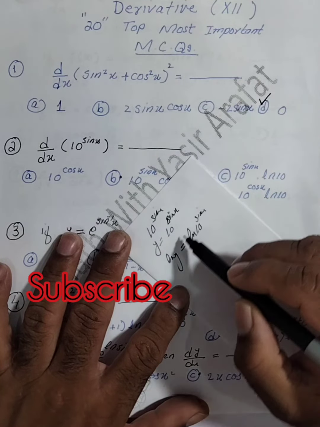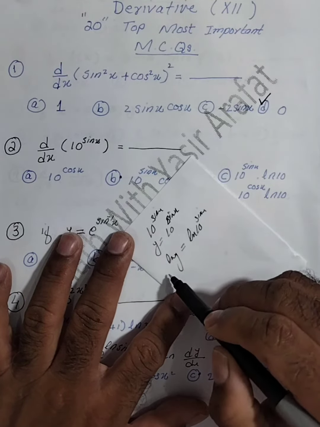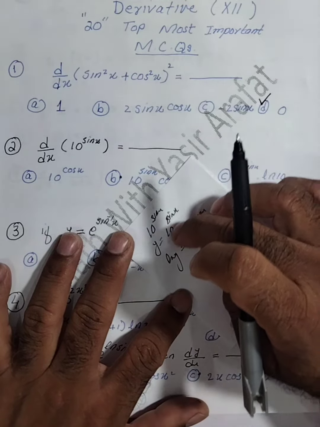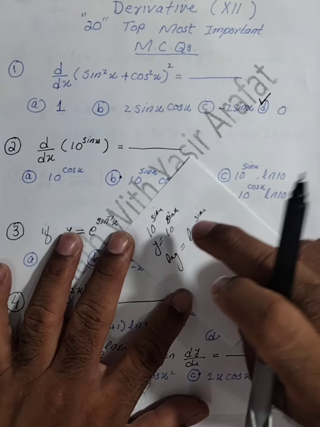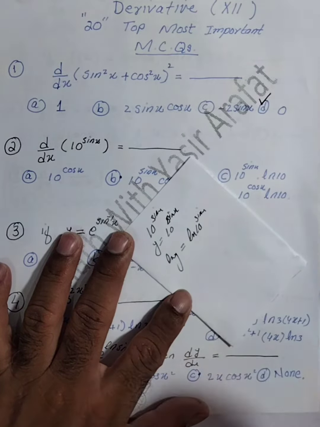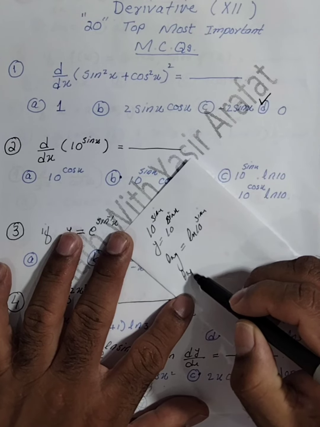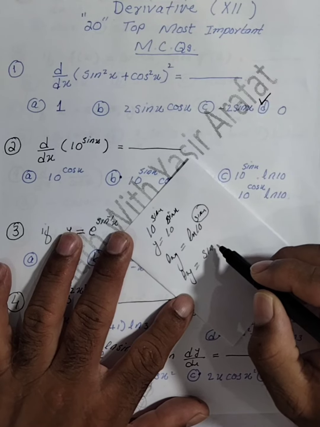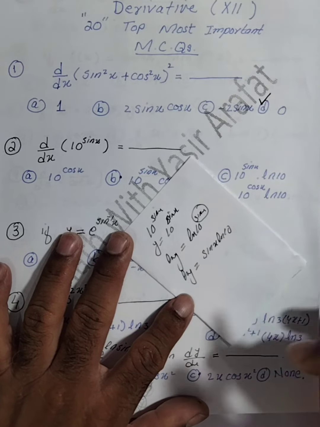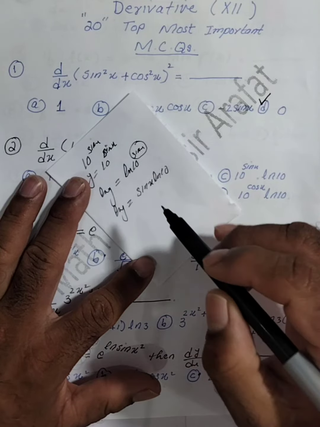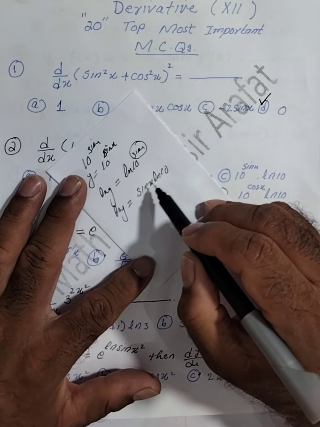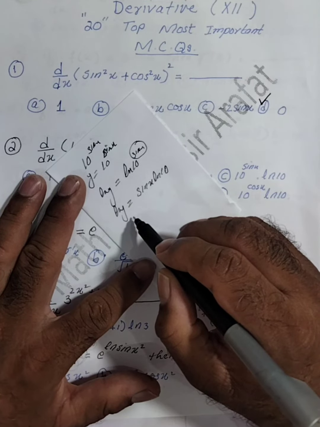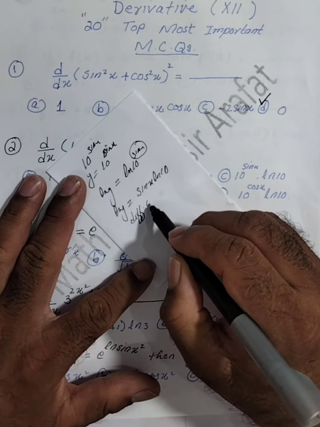This is the exponential type function, and we have to take ln on both sides, and we have to use the same strategy when we have to find the derivative of an exponential function. That means the power is in the form of a function here. And now the property of ln is that this power becomes the coefficient of the function here. Now we have to find its derivative. So remember that sin x is the function, ln 10 is the coefficient as a constant. So now here we have to differentiate with respect to x.